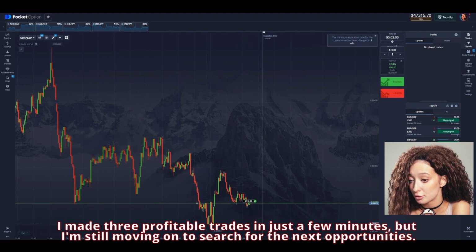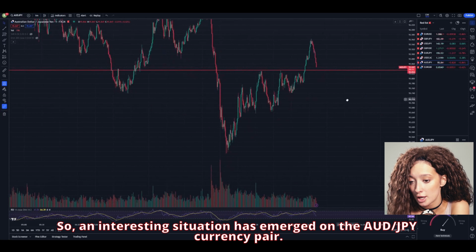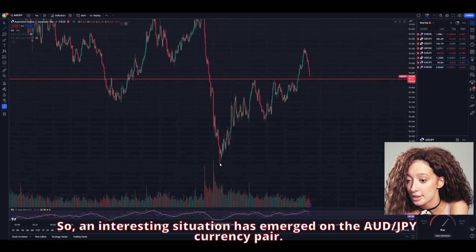I made 3 profitable trades in just a few minutes, but I'm still moving on to search for the next opportunities. So, an interesting situation has emerged on the EUR and Japanese yen currency pair.